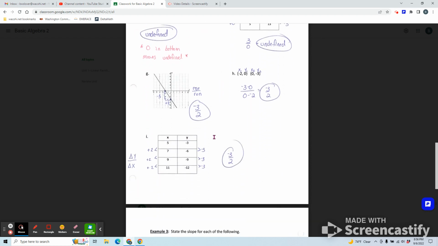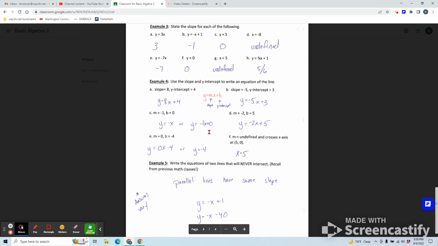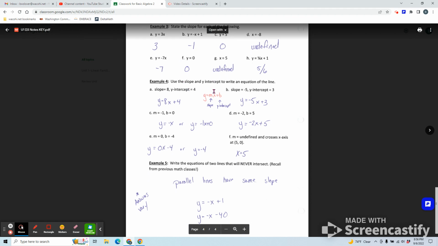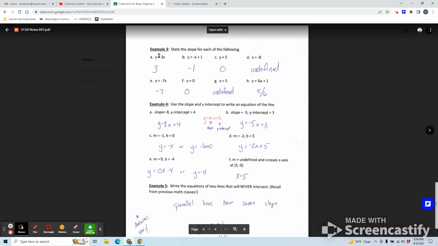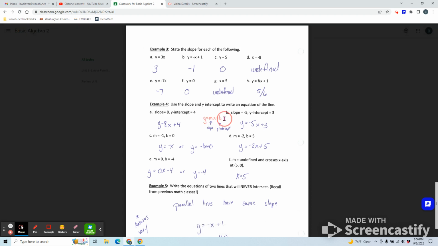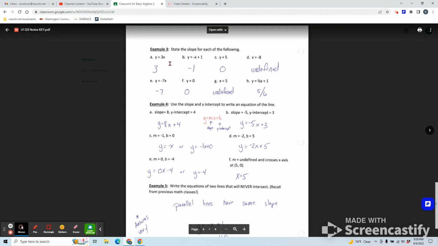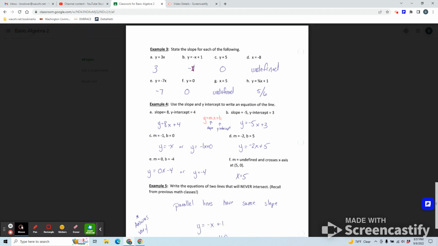And here are some more examples that you can work through on your own. Example 3 is just asking us to state the slope for each of the following. So we're using y equals mx plus b, where m is your slope and b is your y-intercept, which is where it crosses the y-axis, but we only need to worry about the slope on these. The slope is the number attached to the x. So y equals 3x, my slope is 3. Y equals negative x plus 1: that negative x really has a coefficient of negative 1, so my slope is negative 1.